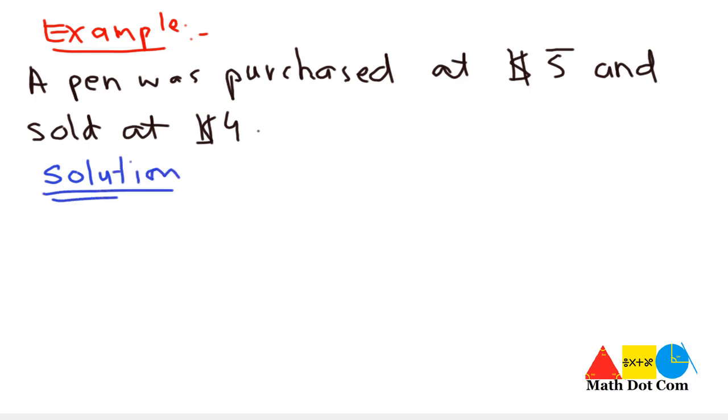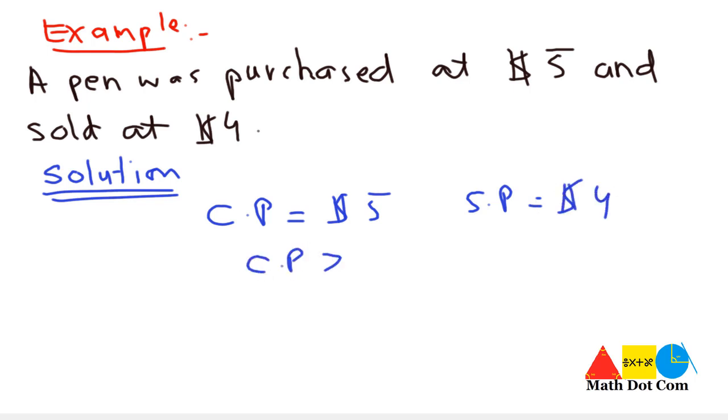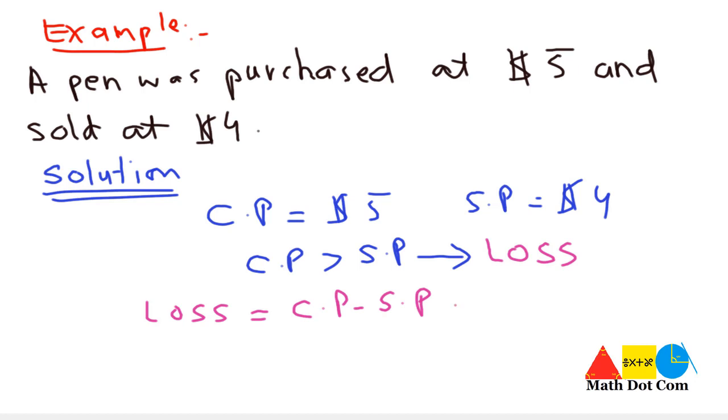Solution will be, here the cost price, I'm writing the shortcut of cost price, is 5, sale price is 4. Now here the cost price is greater than the sale price. What does it mean? It means the shopkeeper is having a loss here. So how can we calculate the loss? Loss is equal to cost price minus sale price. So the cost price is 5 minus 4 equals 1. It means the shopkeeper is having a loss of $1.